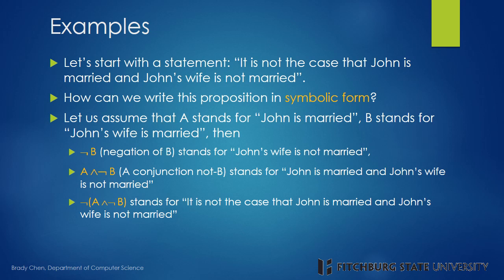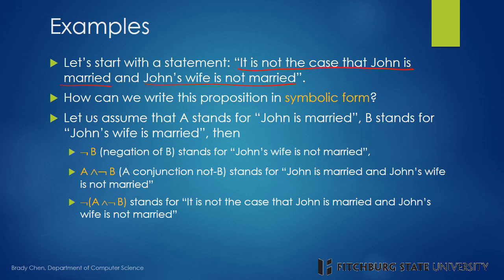This statement says: it is not the case that John is married and John's wife is not married. It looks like this statement is very complicated. So how can we write this proposition in symbolic form? That means we start from simple propositions and use the operations to build this complicated proposition.